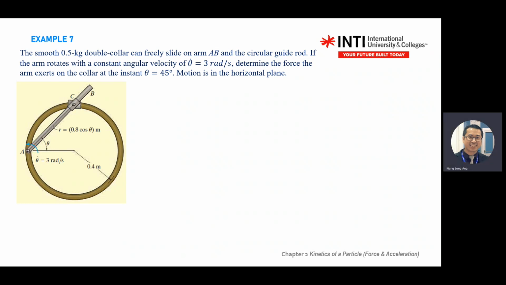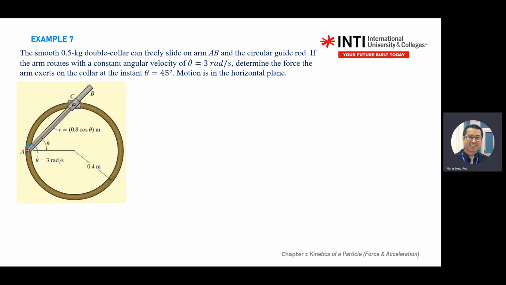So you have a double collar here. Arm AB, a cylindrical guide rod here, and the arm rotates with a constant angular velocity theta dot of 3 radian per second. With radian per second, you should be able to convert 1 radian equal to how many degrees. So 2 pi radian equals 360 degrees. So you do the conversion.